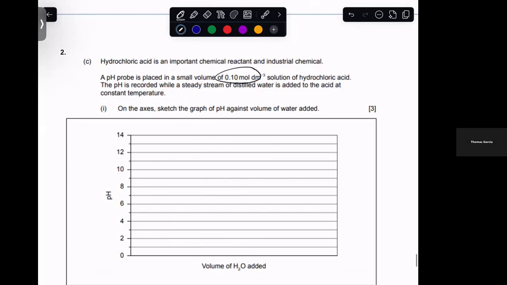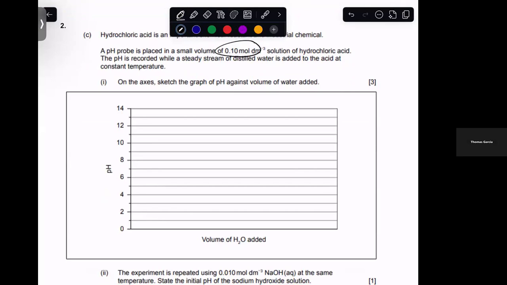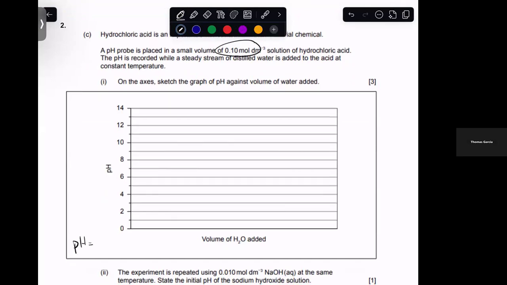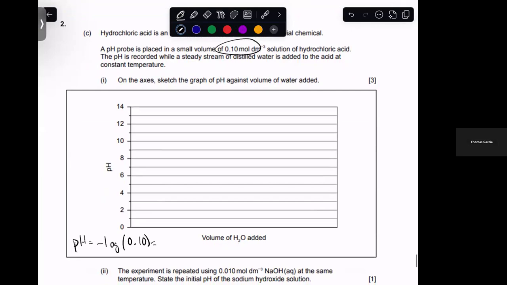Well, initially we know our concentration is 0.1 mole per decimeter cubed. So if I take my pH equals negative log 0.10, I find that my initial pH should be 1. So your graph should start at 1. Next, we're adding water. So we are going to be diluting it. So that means we're going to be getting some graph that's going up.